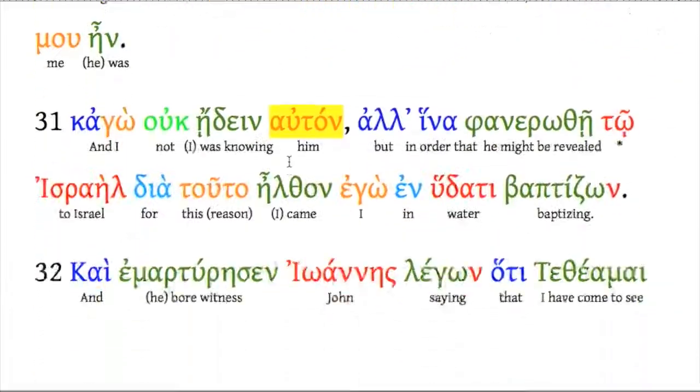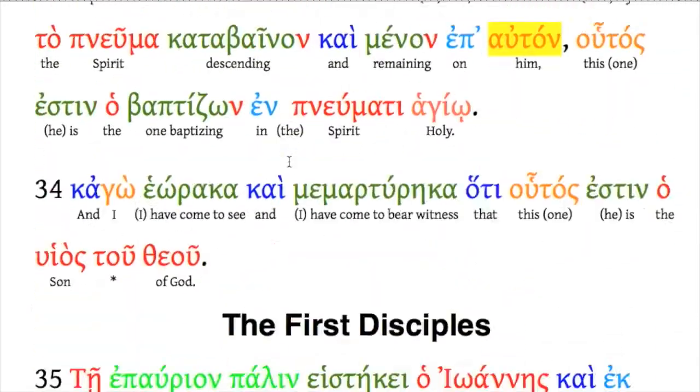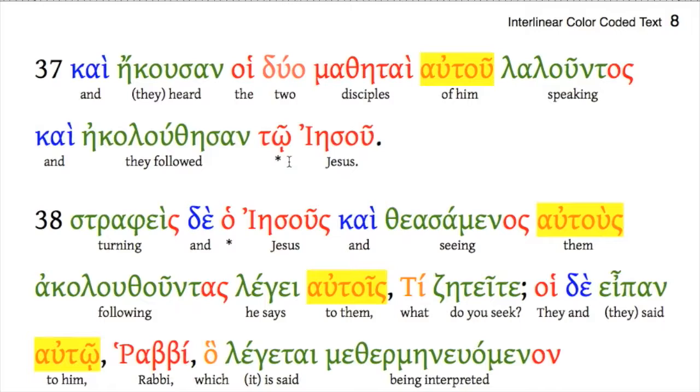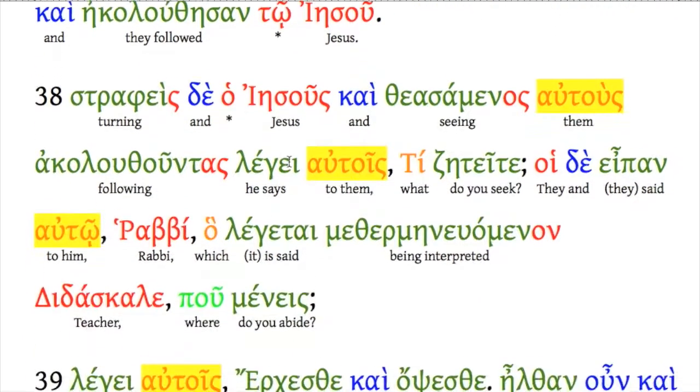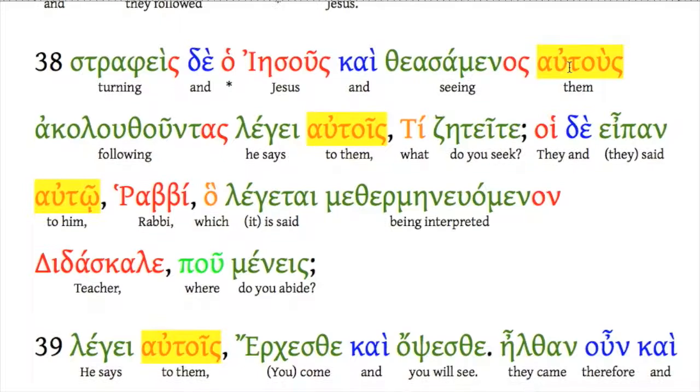I want to skip on down. There was one on down here that I thought was sort of interesting because it included a whole bunch of uses here. Look at verse 38 and look at all these different uses of autos. So here we have Jesus turning and seeing case, number, and gender. Could you tell me?